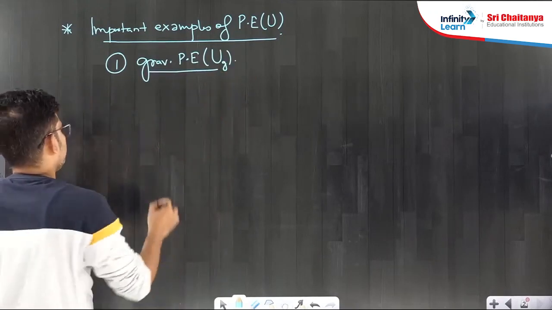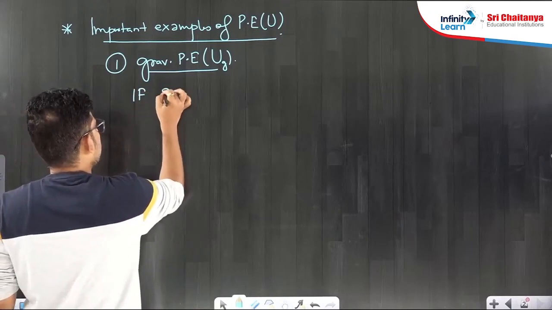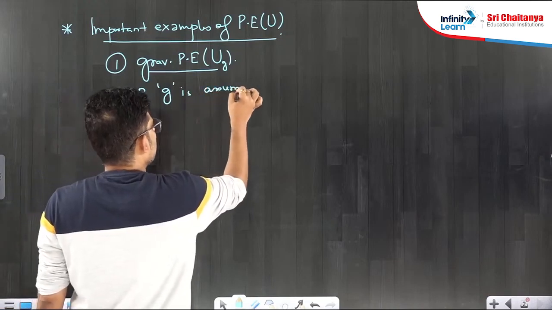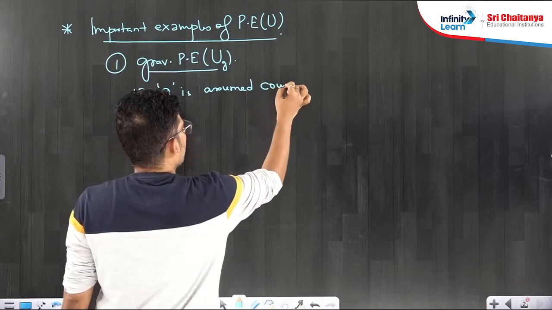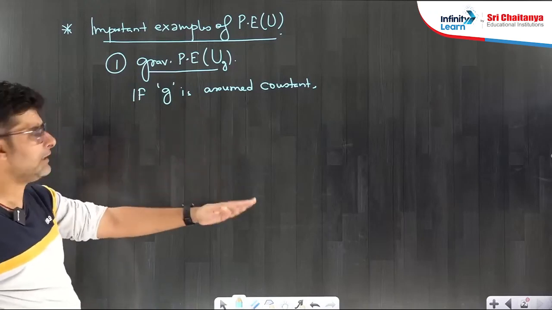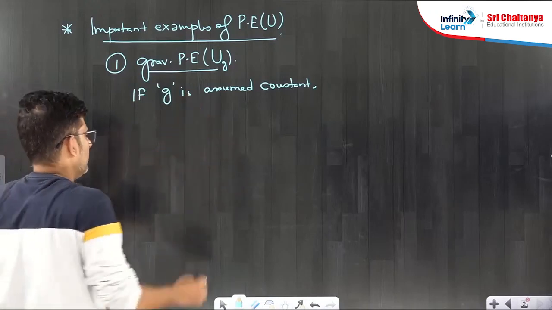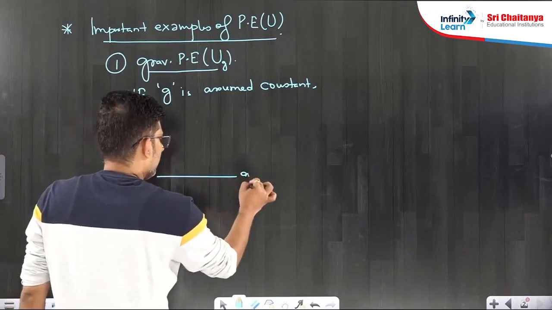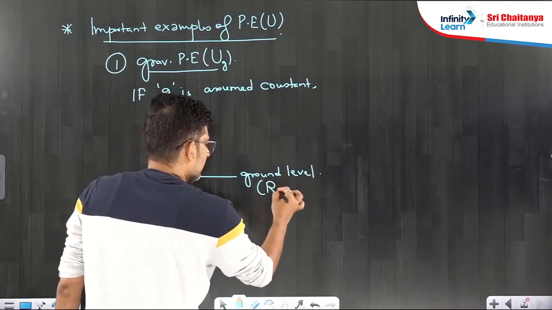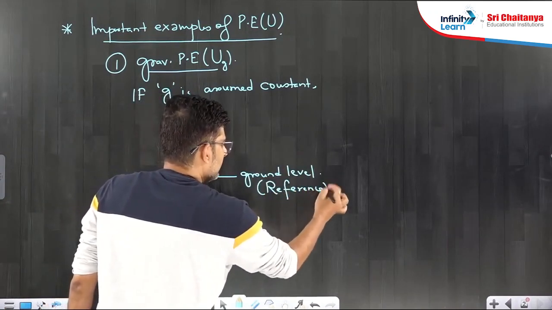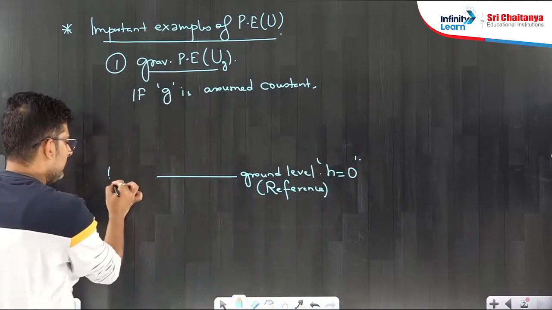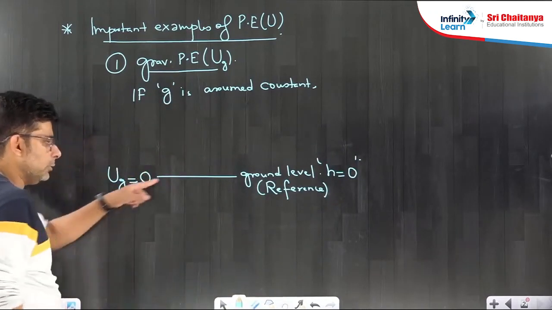So what we do, if acceleration due to gravity is assumed constant, we will later study in a chapter gravitation that if you go very high or below the surface of earth, g changes, but generally near the surface of earth g is assumed constant. So if g is assumed constant, then we take ground level as a reference. Ground level is h equals 0. That means here we take the gravitational potential energy to be 0.